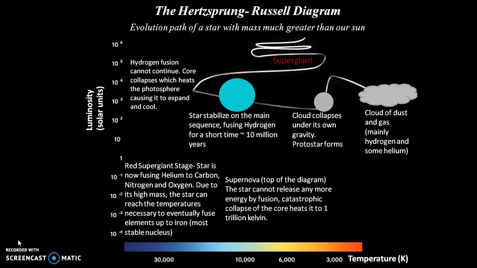The star becomes a supernova, which is at the top of the diagram. The star cannot release any more energy by fusion. Catastrophic collapse of the core heats it up to 1 trillion Kelvin. The exploded core of the star can become either a neutron star or a black hole if the mass is high enough.